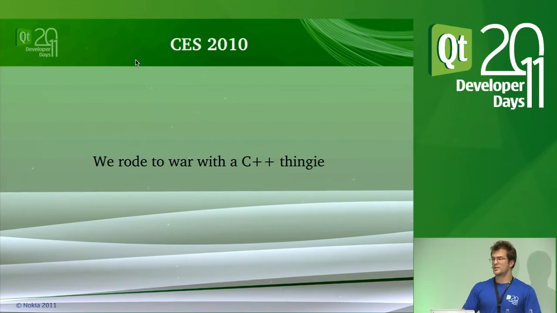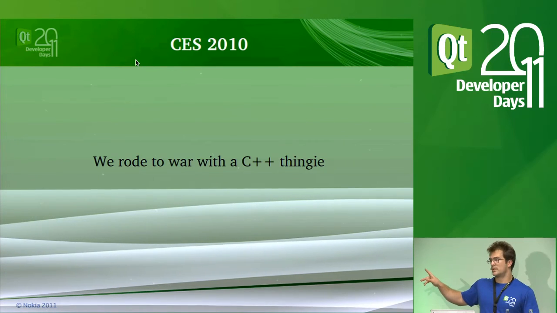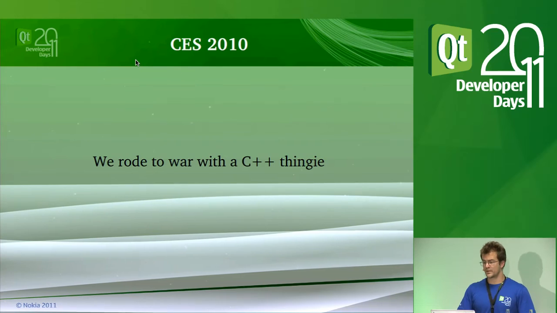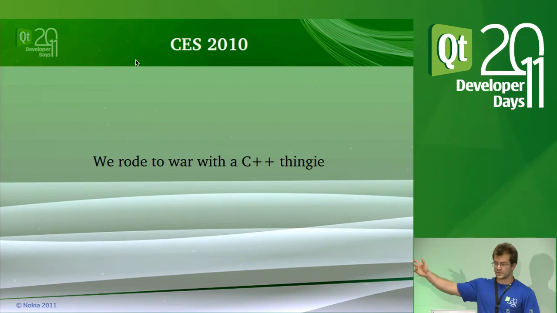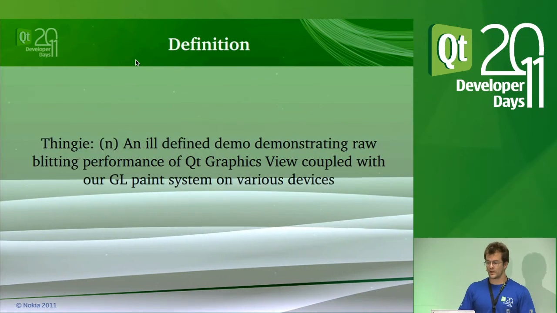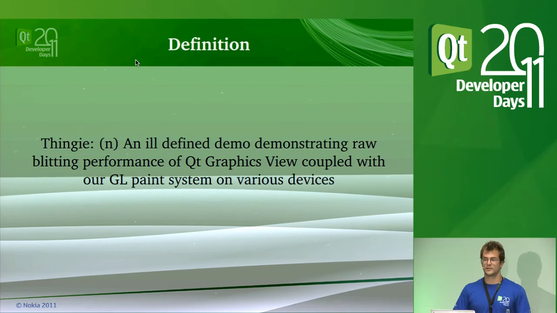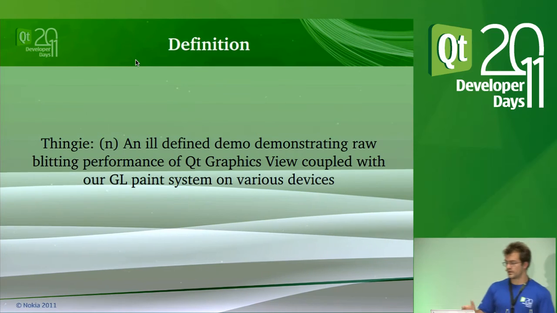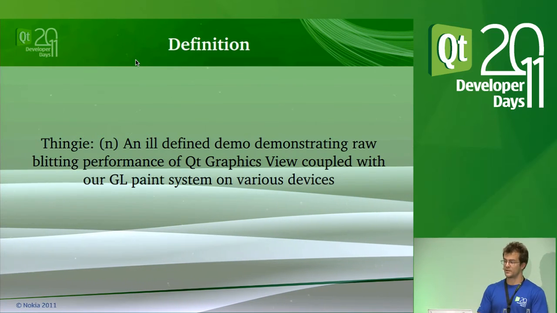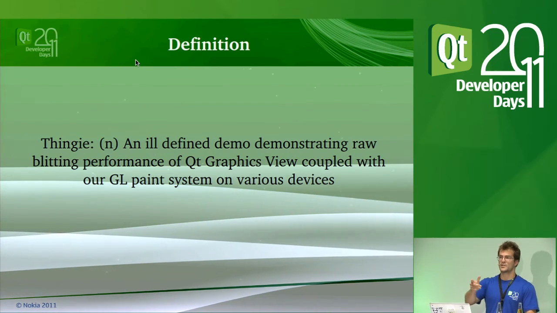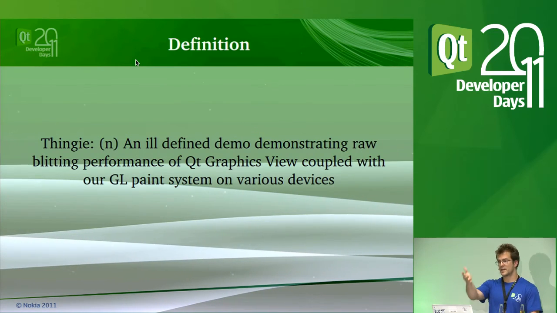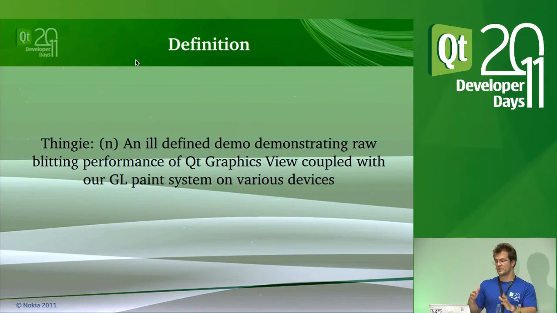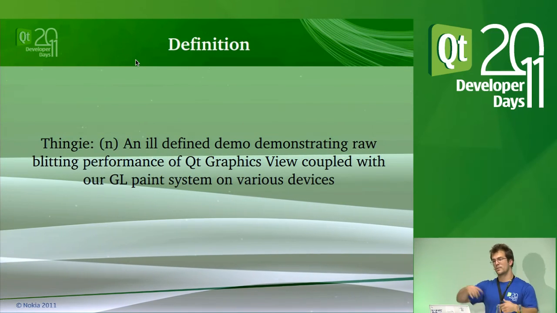We did try to do something similar to the Xbox Media Center skin the previous year using graphics view. As I mentioned, we wrote a C++ thingy, where the definition of thingy is an ill-defined demo that was meant to demonstrate the raw blitting performance of graphics view coupled with our GL paint system on various devices. As I mentioned earlier, I learned firsthand that at some point, as you scale down in resolution, you start getting negative gains from our graphics system.